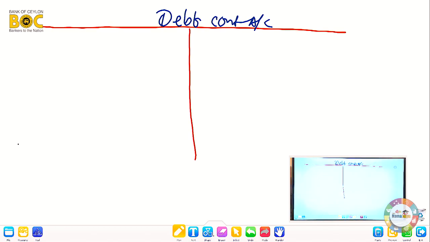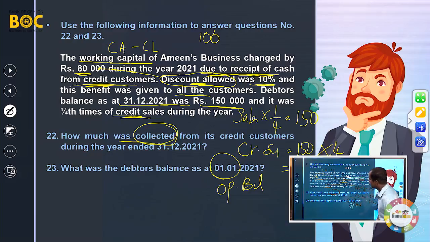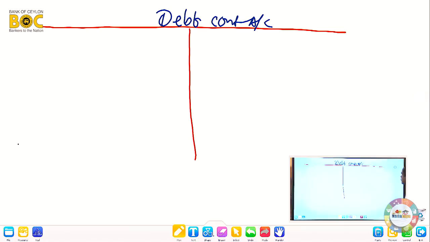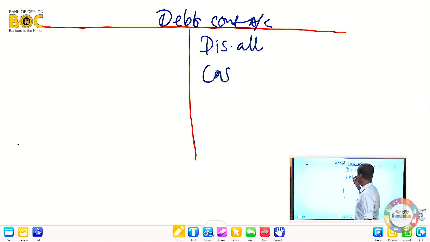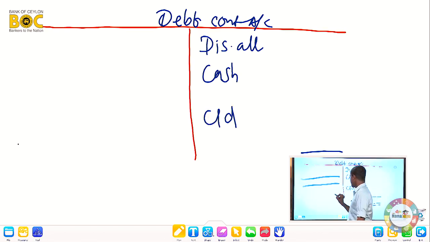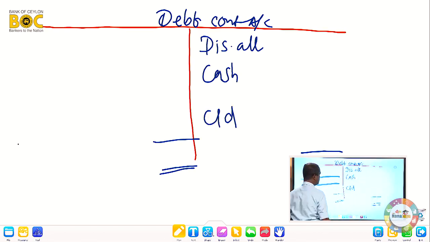Debtors control account. Here they are talking about discount allowed, cash collected, closing balance, and credit sales. You have discount allowed, cash collected, carried down balance, and credit sales.